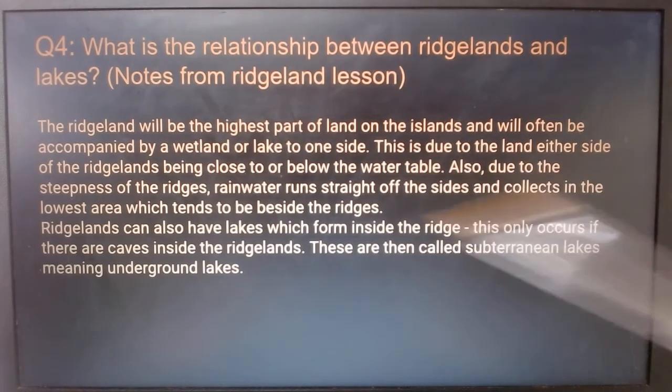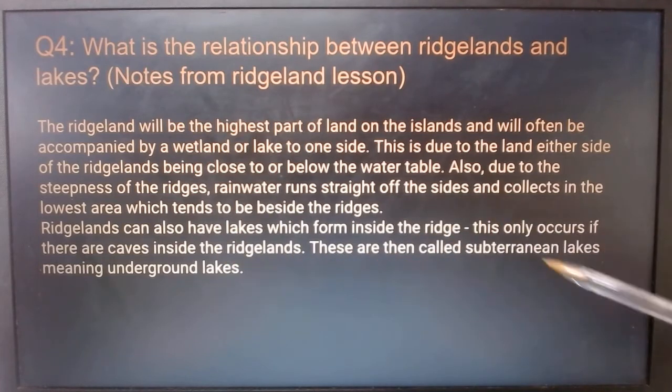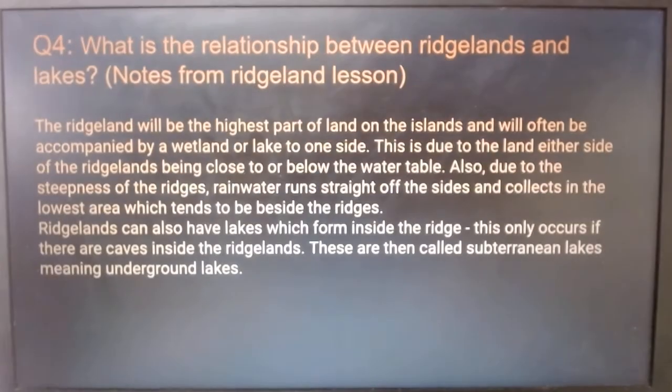Ridgelands can also have lakes which form inside the ridge, like we just saw in the last answer. Okay, this only occurs if there are caves inside the ridgelands. They're called subterranean lakes, meaning underground. So within the ridgeland, if you've got a cave system, they can hold water also and have lakes on the inside. So that's our ridgelands done, okay?